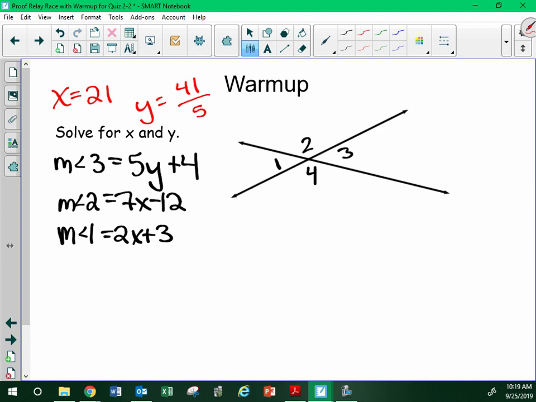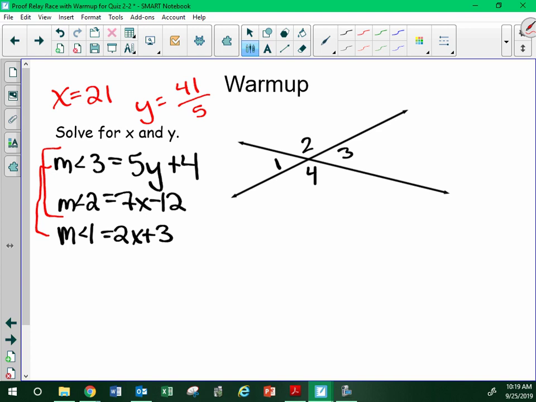What do we know about 1 and 2? Supplementary. Good. What do we know about 2 and 3? Supplementary. What do we know about 1 and 3? Congruent. Good. So if you try to do 2 and 3 together and add them up to be 180, you'd run into the issue where you'd have 7x minus 12 plus 5x plus 4 equals 180. You have two variables, so you would need another set of equations. And if you would have done 3 and 1, you'd run into the same issue.